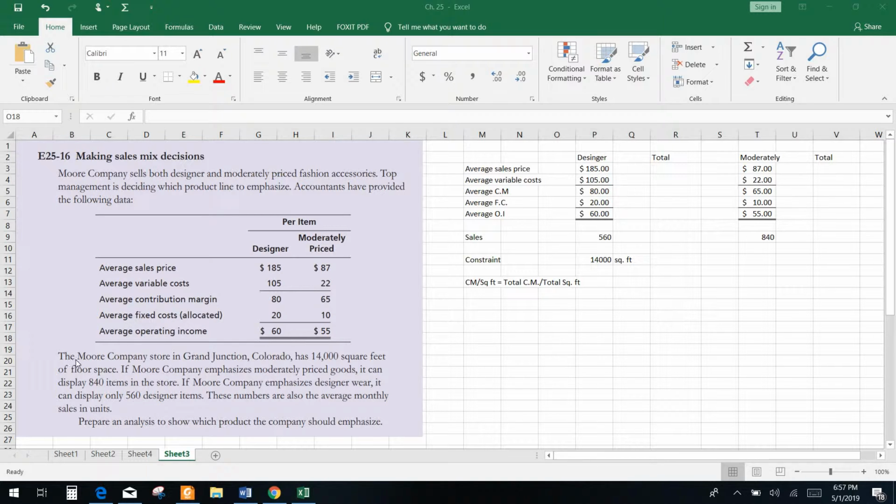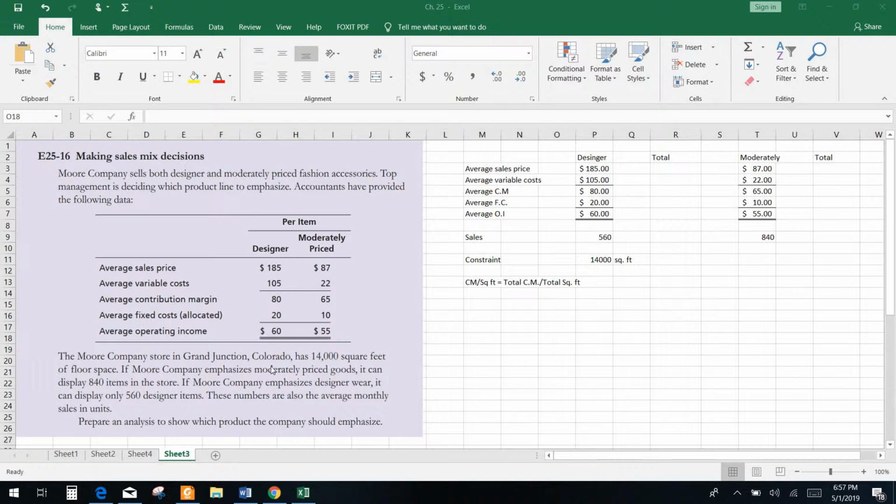And here's the important part. The Moore Company store in Grand Junction, Colorado has 14,000 square feet of floor space. If Moore Company emphasizes moderately priced goods, it can display 840 items in the store. If Moore Company emphasizes designer wear, it can display only 560 designer items. These numbers are also the average monthly sales in units. Prepare an analysis to show the product the company should emphasize.